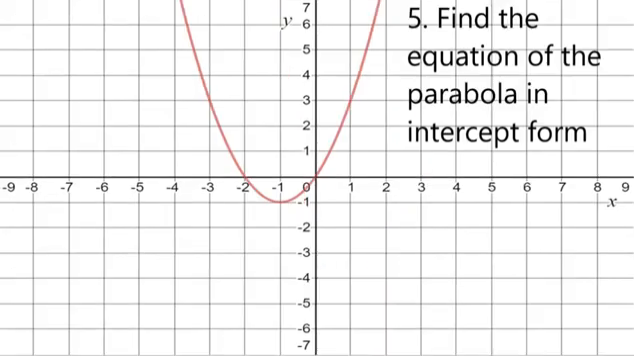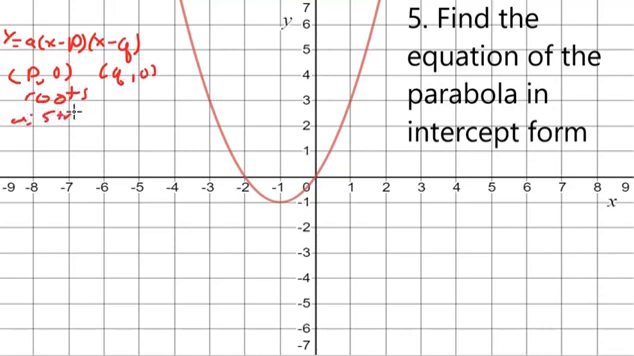Now we want to find the equation of this parabola in intercept form. First, the intercept form of a parabola is y equals a times x minus p times x minus q, where (p, 0) and (q, 0) are roots, and a is the stretch or shrink. So here we can see one root is (0, 0) and another root is (-2, 0). So that tells me that p equals 0 and q equals negative 2.